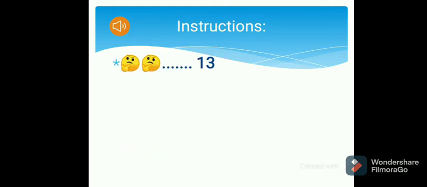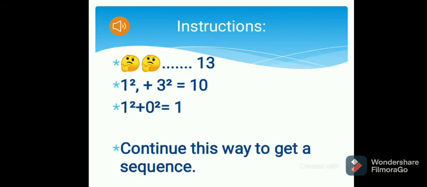Think of a number. Square each of its digits and add the squares to get a second number. Square the digits of the second number and add the squares to get a third number. Continue this way to get a sequence. The sequence starting with 7 is 7, 49, 97, 130, and so on.